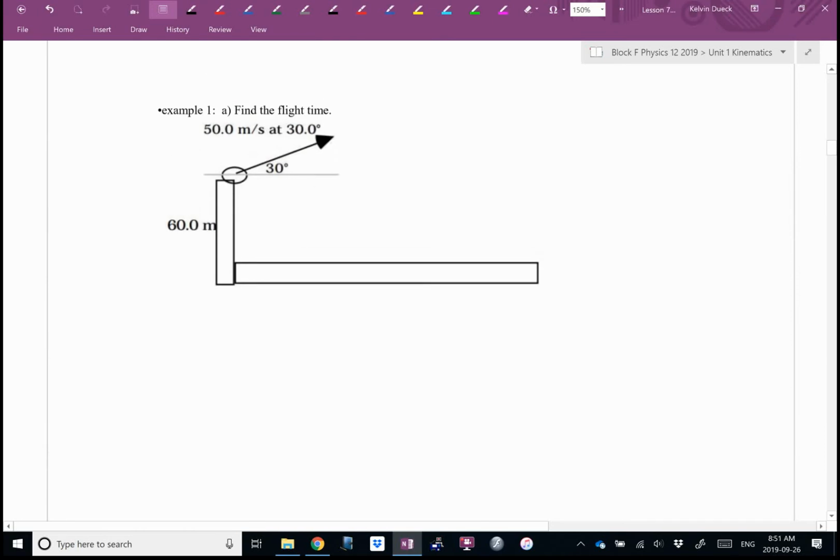First thing that I would do is a T-table. Because I know I'm going to run out of room, I'm going to put my T-table right here, and I'm going to call this horizontal and this vertical. What two things can I write without even thinking about it because this is a projectile? Acceleration 0. Which one? The x. Ax is 0. Ay is negative 9.8.